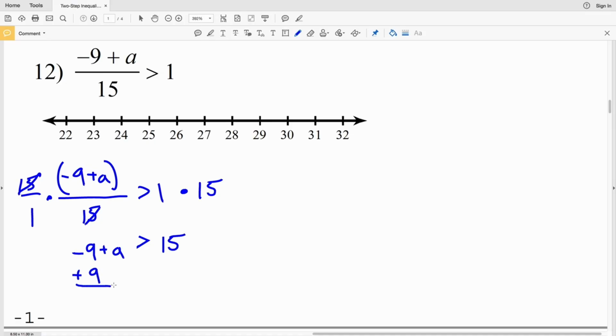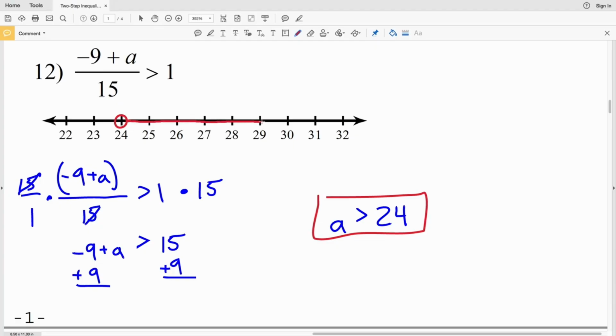Then we'll add a 9 to both sides. That'll leave us with a is greater than a positive 24, since 15 plus 9 is 24. We're going to circle the 24, not shading it in, but shading everything to the right, since a is greater than 24.